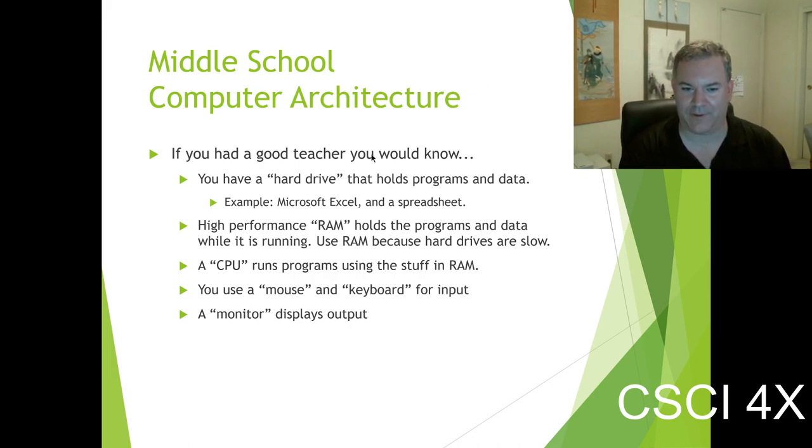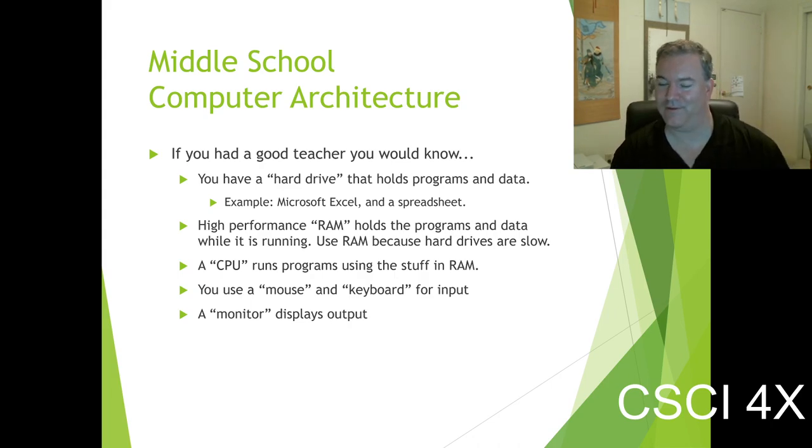Okay, so let's talk about architecture. You've got a mouse, a keyboard, a monitor. I used to do educational research, so I've traveled to a lot of schools, spent a lot of time in libraries watching people teach at different places all over the country, and I've seen these kinds of posters, right? These posters say things like, the hard drive of a computer holds the program and data, and RAM, which is really fast, holds the program and data instead of the hard drive, because hard drives are really slow, and the CPU is the thing that does stuff, and the mouse and keyboard are input, and a monitor displays output.